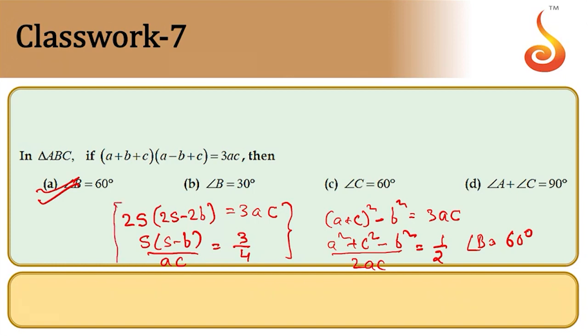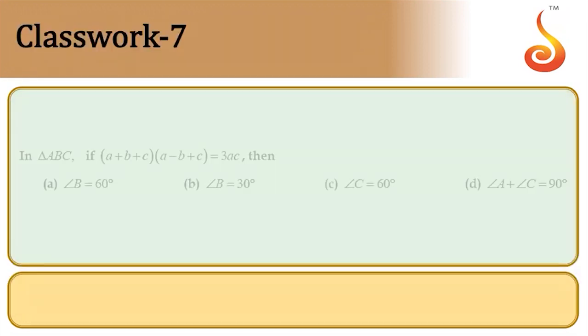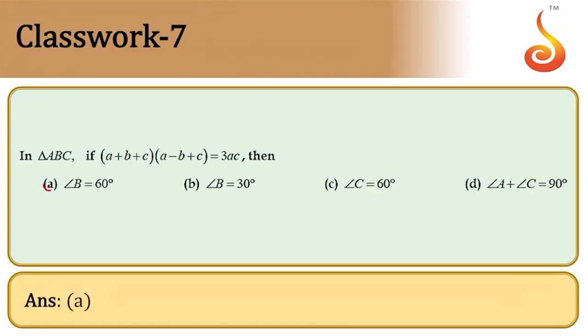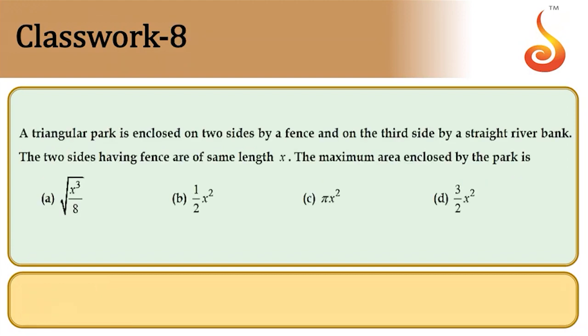So this will take more time rather than this method. I'll cancel it. So (a plus c) whole square minus b square is equal to 3ac. Now because you get (a plus b) into (a minus b) form, this option is correct.